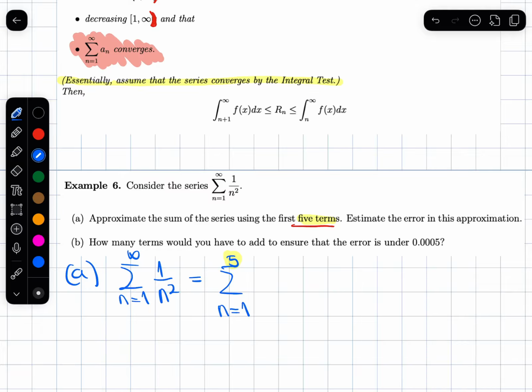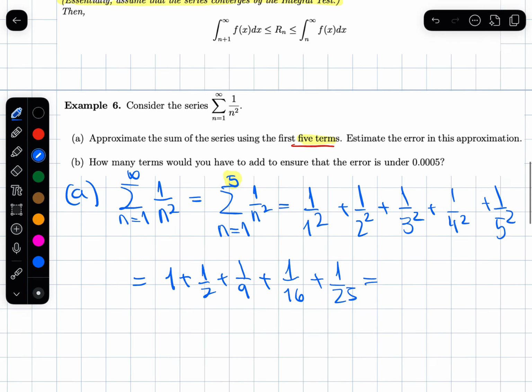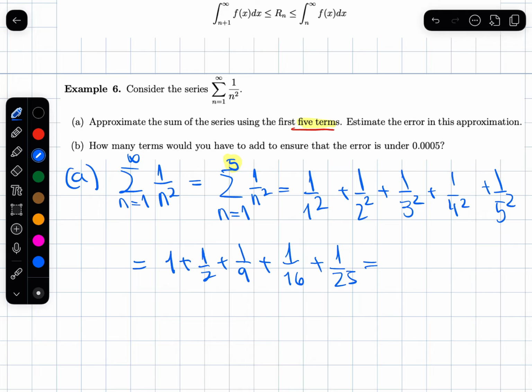It's that 5 here. So I'm just going to do 1 over 1 squared plus 1 over 2 squared plus 1 over 3 squared plus 1 over 4 squared plus 1 over 5 squared. So I'm going to add all of these: 1 plus 1/2 plus 1 over 9 plus 1 over 16 plus 1 over 25. And then I'll add these as a fraction. Are those hard to add? I can make this 100, no problem, but this 9 is not nice. I could make it a 900, but will that be better for me?